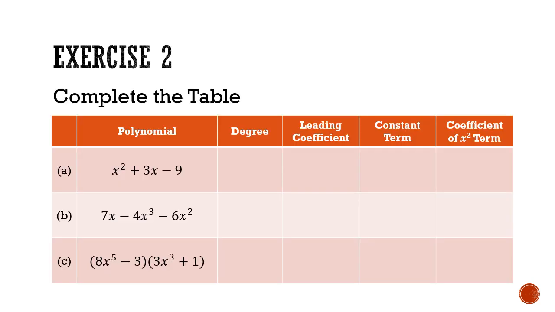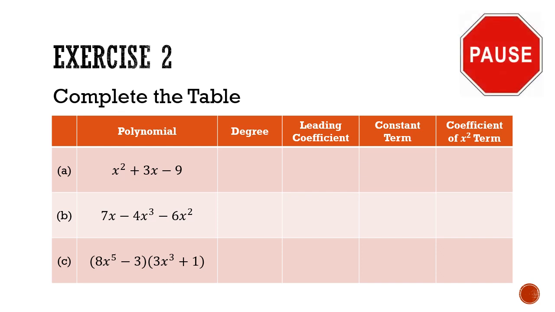Exercise 2. Complete the table below for the three polynomial expressions. Write down their degree, their leading coefficient, their constant term, and the coefficient of their respective x squared term. Pause the video here and give this a good try.